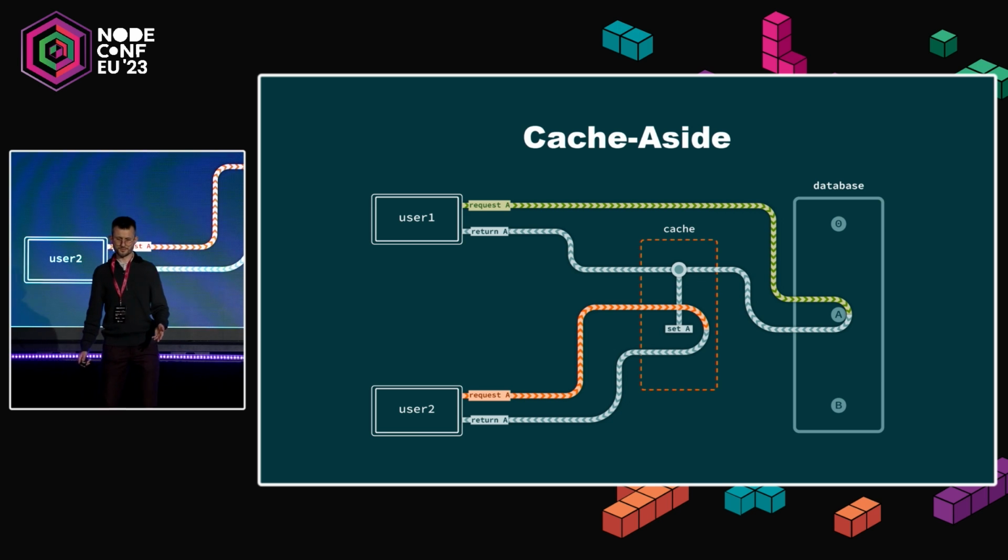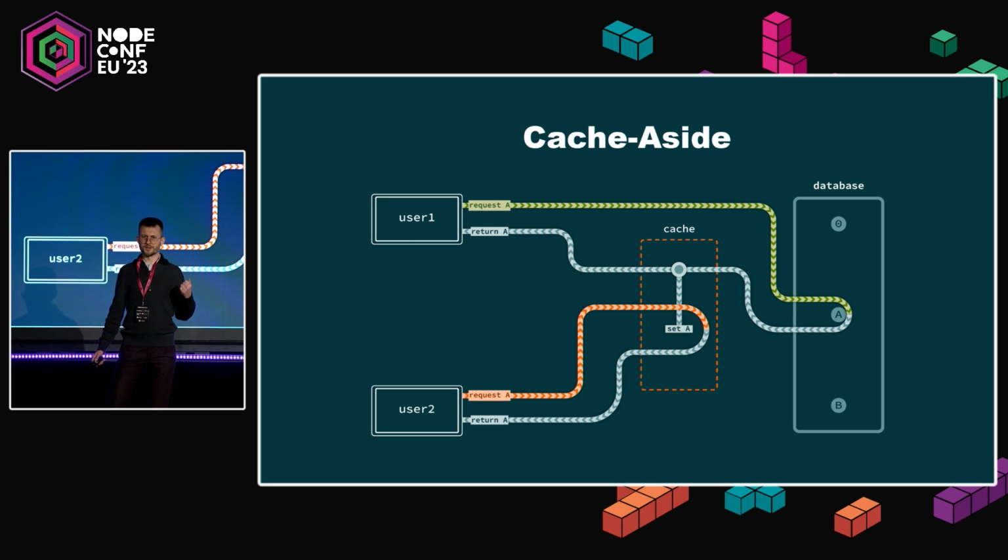So the flow goes like this. You receive a request for particular data. Then you directly in your code go check the cache. Oh, cache, do I have this data? I don't. OK. Then I myself go to the database. I retrieve the data. I populate the cache. Then I return the response.